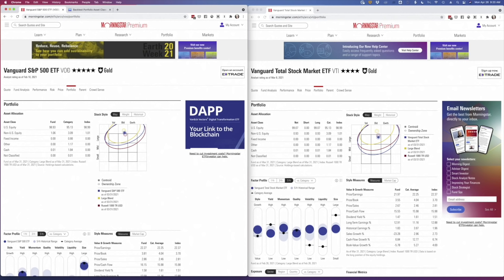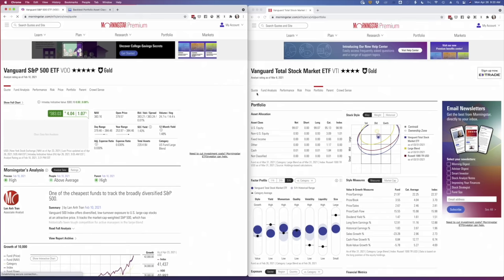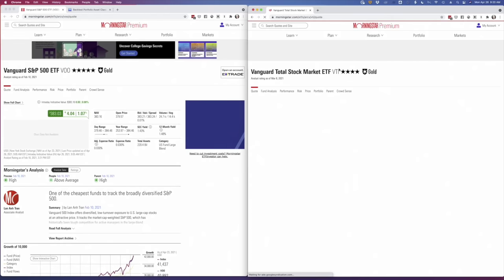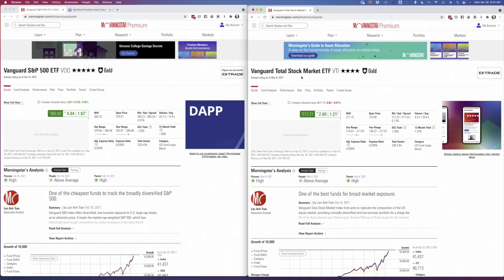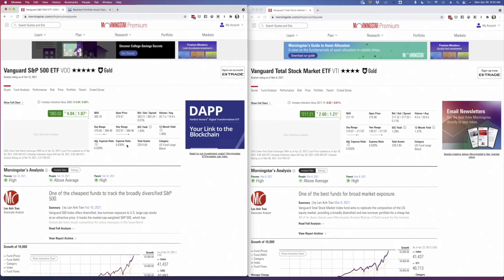We're looking at VOO right here. This is the Vanguard S&P 500 Index ETF. I'm going to go to the quote page, and over here, go back to the quote page as well. This is VTI, total stock market. And we can see they're both very inexpensive. This one's just 3 basis points. You see that there under expense ratio. And the total stock market ETF, that same 3 basis points.